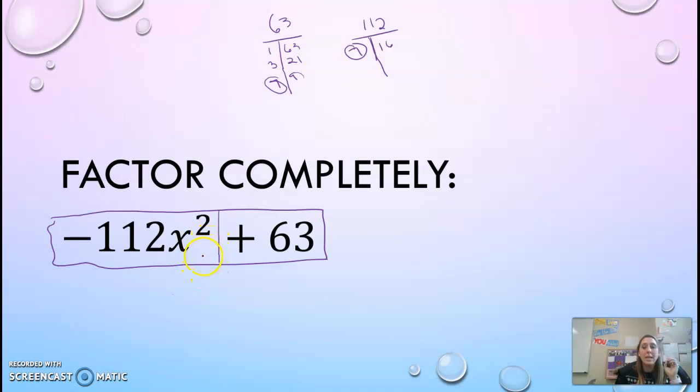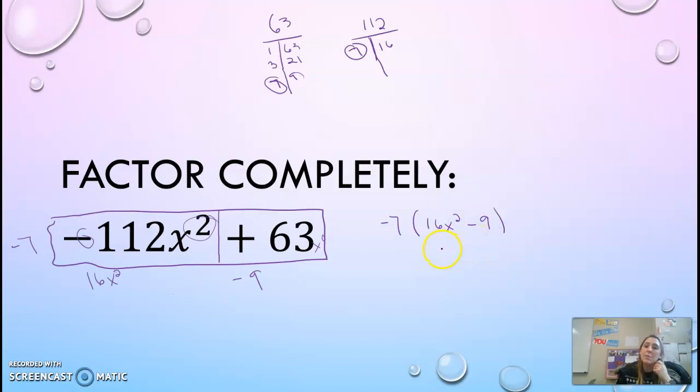How we can tell is the leading coefficient, not the first number, but the leading coefficient. The leading coefficient is the number in front of the variable with the highest exponent. This would be technically x to the 0 power. This is x to the second power. So this is my leading coefficient, and it is negative. So I'm going to pull out a negative 7. Then negative 7 times a positive 16x squared gives us that, and a negative 7 times a negative 9 will give us that. So our answer is negative 7 times 16x squared minus 9.